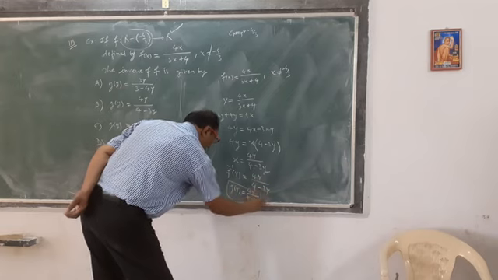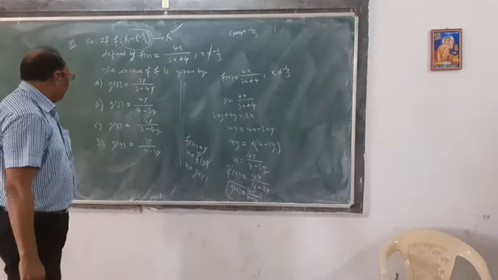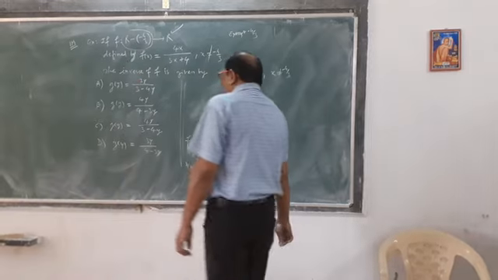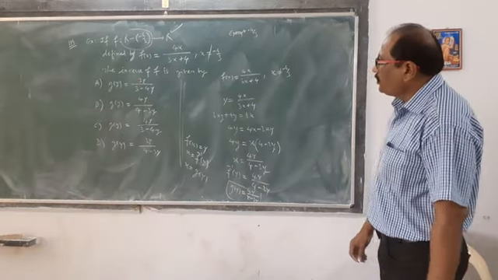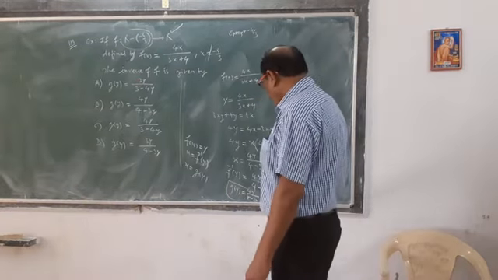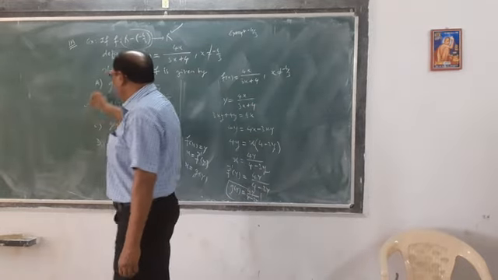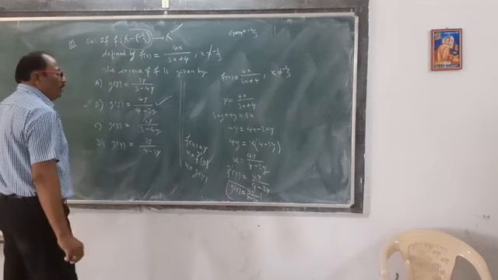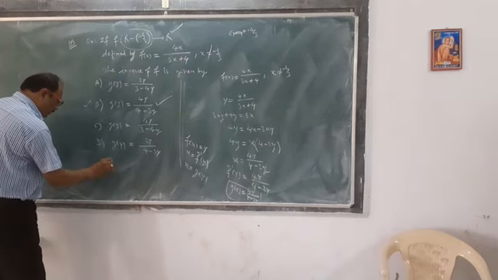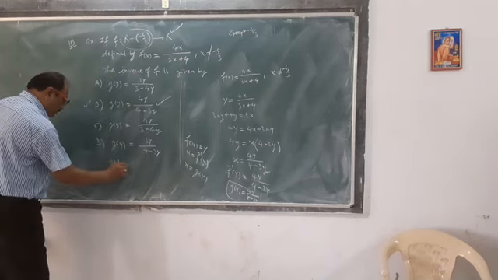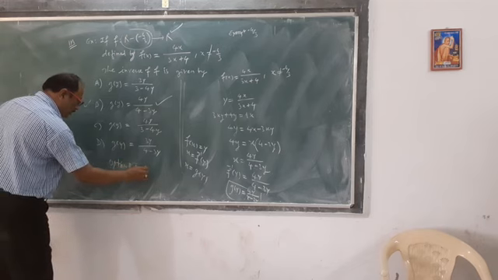It is the inverse of the given function f of x. Then we search the options. Option 4y upon 4 minus 3y, yes, it is given. Then option B is correct. We write the answer as option B.